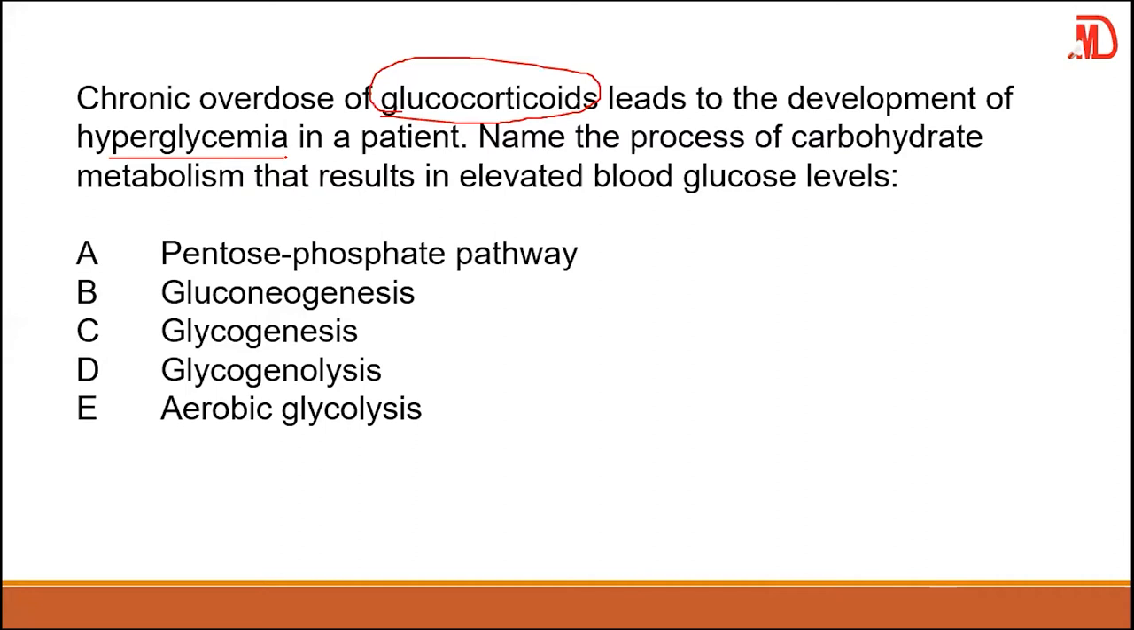And what it means is that there will be an increased level of what? Of blood sugar and even breakdown of fat. Because fat has to be broken down so it can be converted into what? Into glucose, isn't it? From non-carbohydrate. All right. So over here, we are looking at the process of carbohydrate metabolism that results in an elevated level, of course, gluconeogenesis. So your answer should be B.